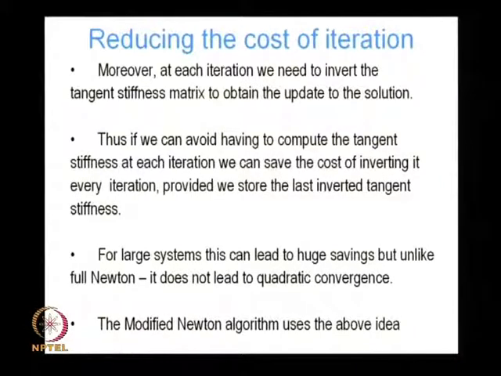If we can use a less costly approximation to the tangent, then probably we are going to lose a little bit in our convergence, but as it is we are not getting quadratic convergence, but we are saving the computational cost a lot, right. And the idea of the modified Newton algorithm is to use an approximation to the tangent. So, the full Newton algorithm uses the full tangent. The modified Newton algorithm, which we are going to talk about next, uses an approximation to the tangent.